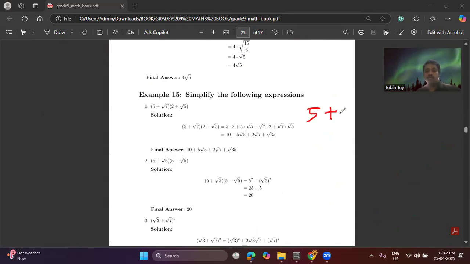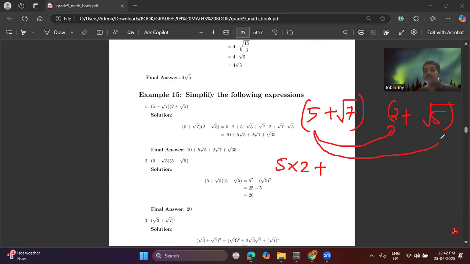So (5 plus root 7) into (2 plus root 5). This is multiplication. First multiply the 5 into 2, that means 5 into 2, plus 5 into root 5, plus. Next is root 7 into 2, that means 2 root 7, plus. Next is root 7 into root 5.